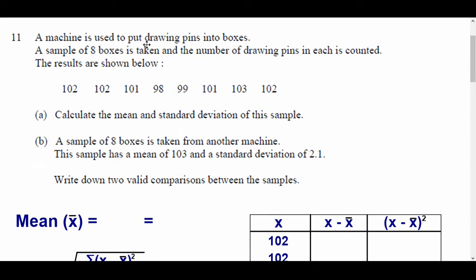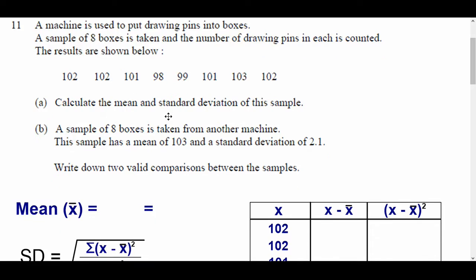So a machine is used to put drawing pins into boxes, a sample of 8 boxes is taken and the number of drawing pins in each is counted. The results are shown below: 102 pins, 102, 101, 98, 90, so on. Let's calculate the mean and standard deviation. Yeah, that's our first task.